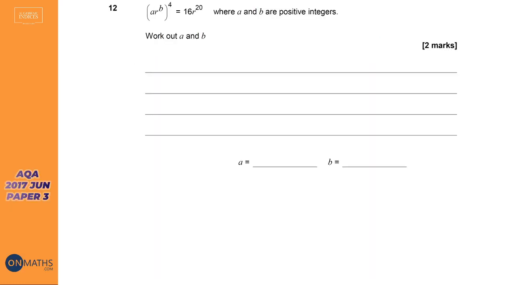Last up is our AQA question. We've got quite a lot going on here. We're trying to get this answer here with a value of A and B. So the first thing I'm going to do is just have a look at that bracket on the right hand side. And I'm going to do the same as I did in the last answer. I'm going to expand it. So ARB times ARB times ARB times ARB.